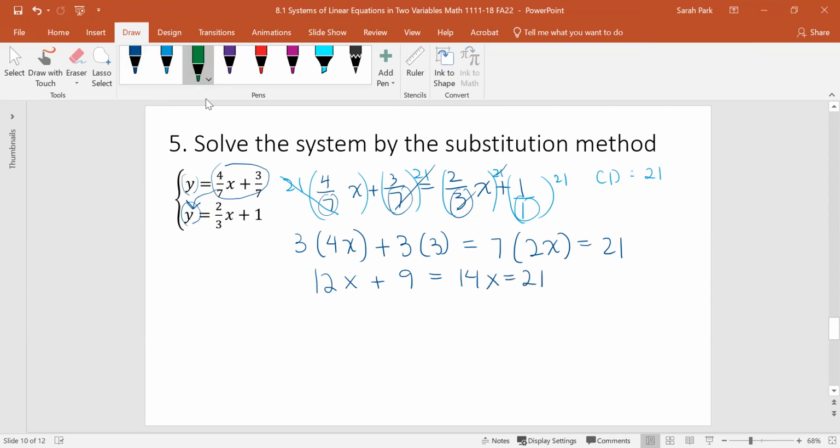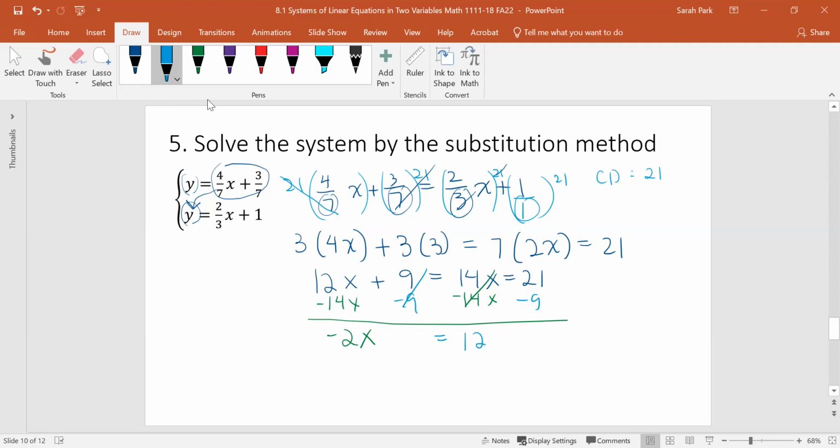Let's gather all the x terms on the left by subtracting 14x. And then we'll get negative 2x. Let's gather all the numbers on the right by subtracting the 9. And that'll give us 21 minus 9, which is 12. And then we can divide both sides by negative 2 to get x by itself and solve for it. So we have x equals negative 6.